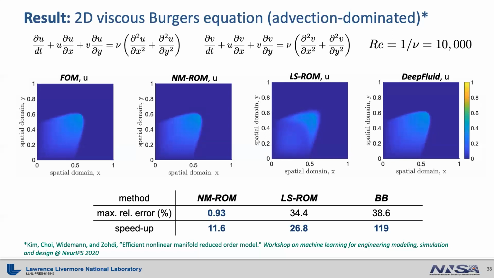On the other hand, NM-ROM achieves a less than 1% maximum relative error. Furthermore, a considerable speedup was achieved by NM-ROM thanks to the hyperreduction we have developed.